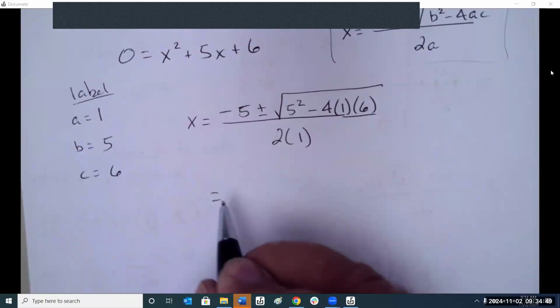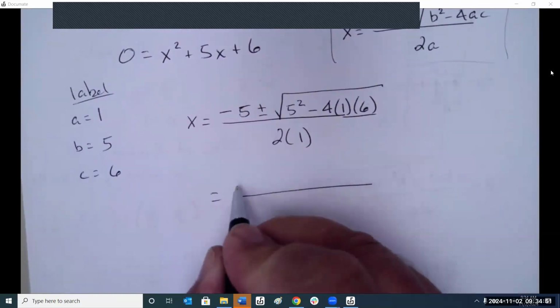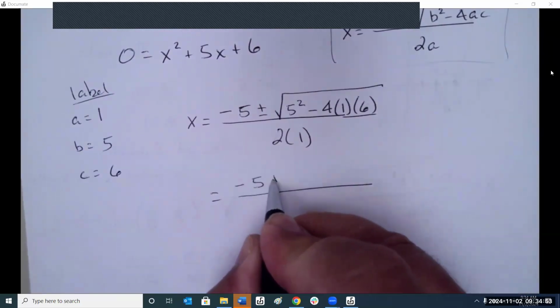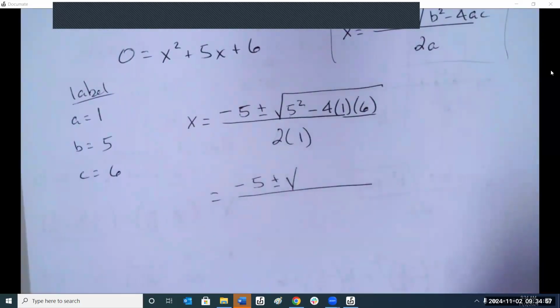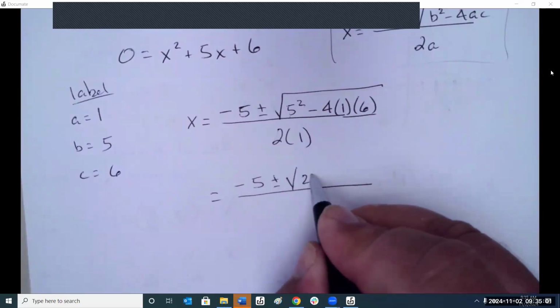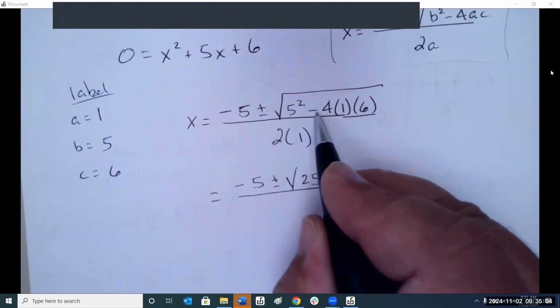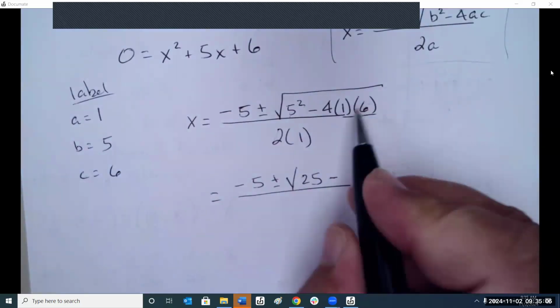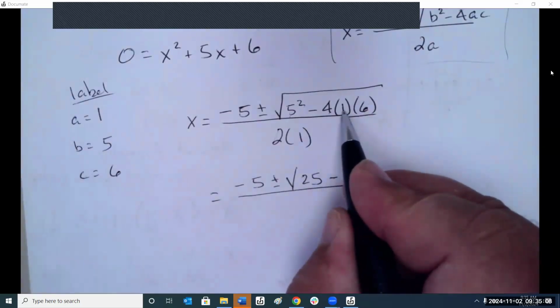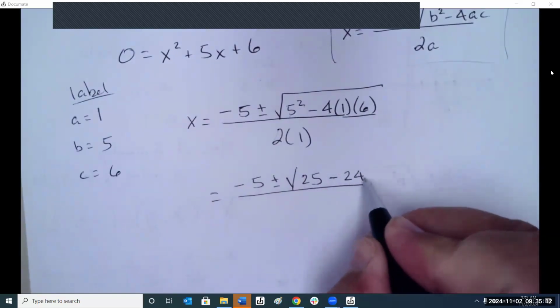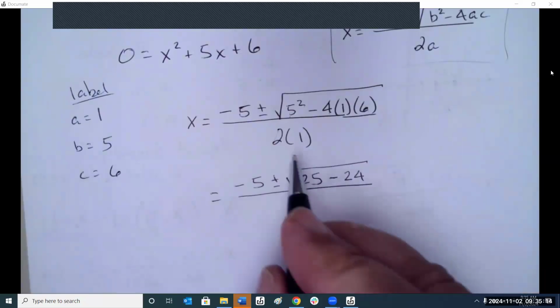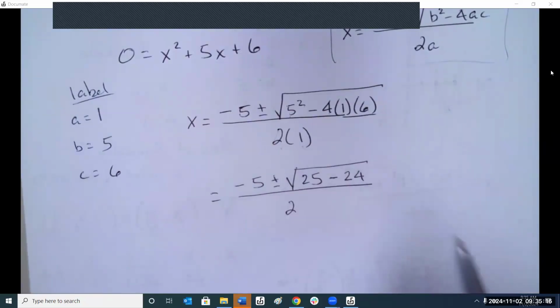So let's work this one out. We have negative 5 plus or minus. What's 5 squared? 25. Minus 4 times 1 is 4. 4 times 6 is 24. 2 times 1 is 2.